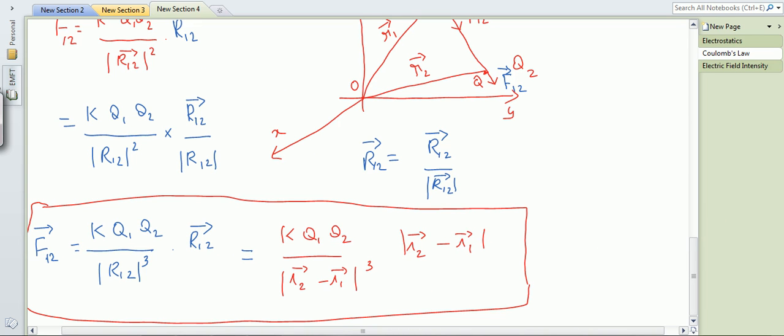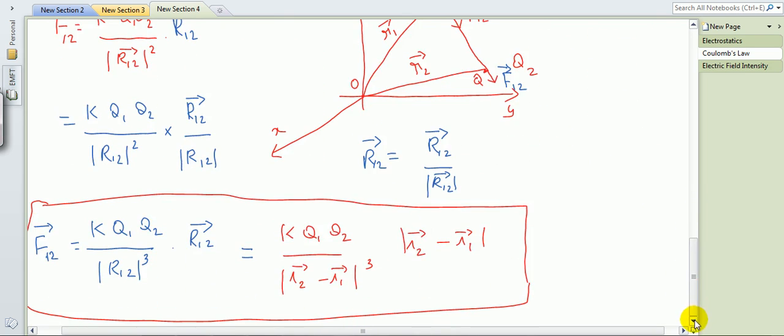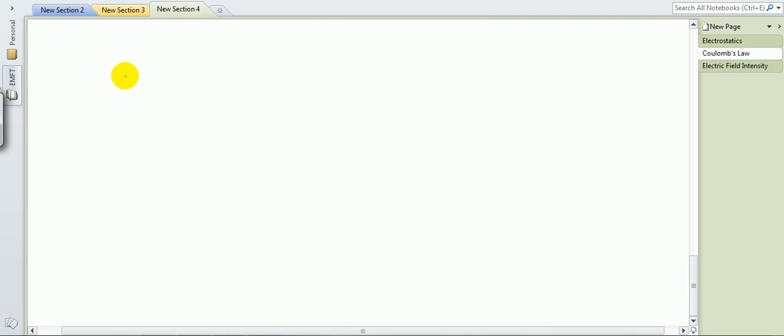Now suppose you want to find the force on q1 due to q2. It will be in this direction, and it can be called F21. So I can write an expression for F21 also. What will that be? The magnitude will remain the same, k q1 q2 divided by r21, but the magnitude, that is the displacement between them, is the same. The magnitude is the same, only the direction will change.